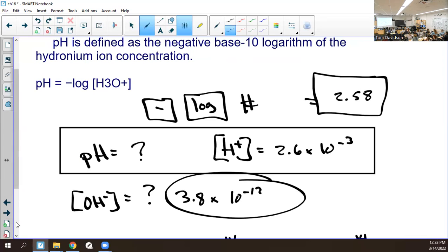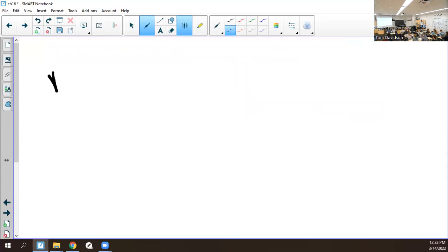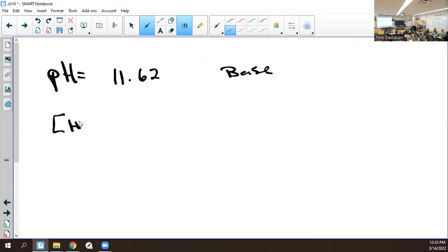All right, here's the question for you. If my pH is equal to 11.62, okay, it is a base. Here's what I want to know. I want to know the H plus concentration, and I want to know the OH minus concentration. So this is a little bit different. How do we figure this out?